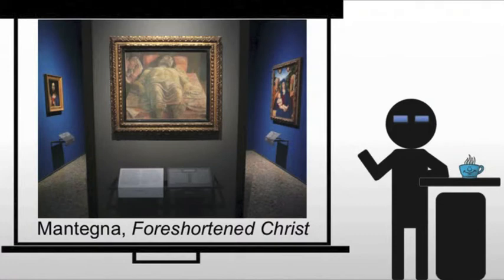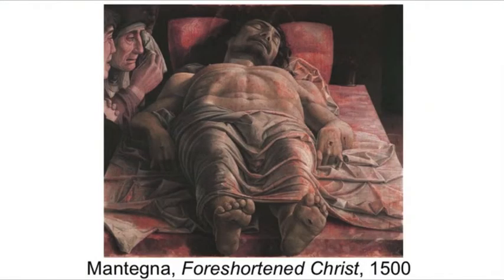Let's deal with Mantegna once again with the foreshortened Christ. Here, the artist seems to have set up a problem of perspective just for the joy of solving it. And by the way, this is not uncommon. The idea is, look at how brilliant I am as an artist.